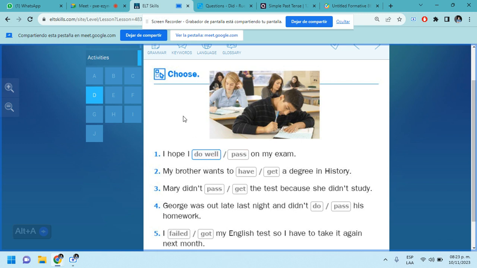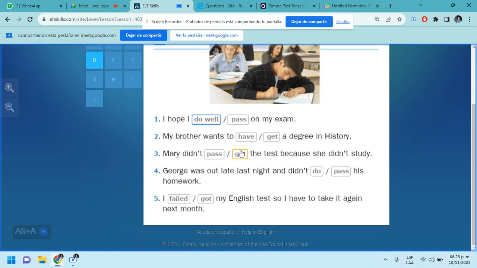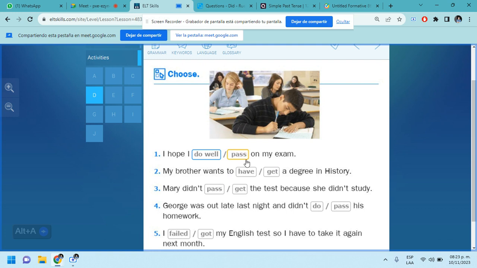Do well means to get good scores, no? I hope, you know, hope means that you expect that. You did the exam, but you are not sure about the result, so you expect that. You want that. I hope that is. And it's good. I do well on my exam. Good. The number two, what do you think is the correct one?